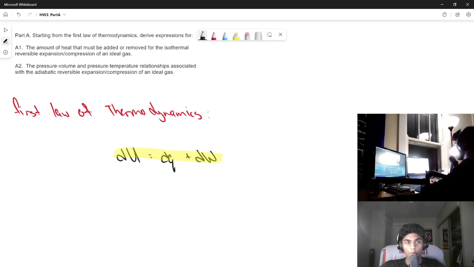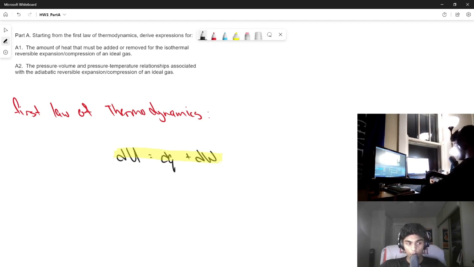So today we're going to talk about the first law of thermodynamics, and we're going to derive a couple expressions related to the first law of thermodynamics. So first, we're going to work with this first situation, which tells us to derive an expression for the amount of heat that must be added or removed for an isothermal reversible expansion or compression of an ideal gas.